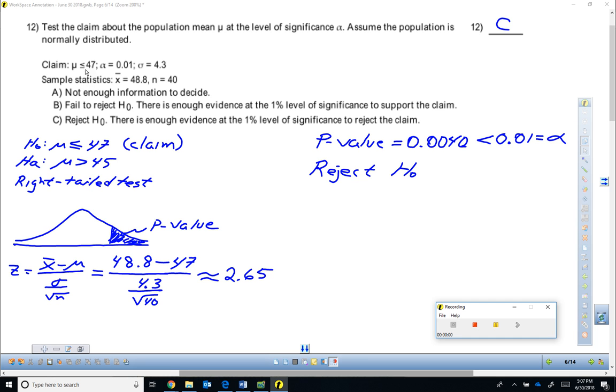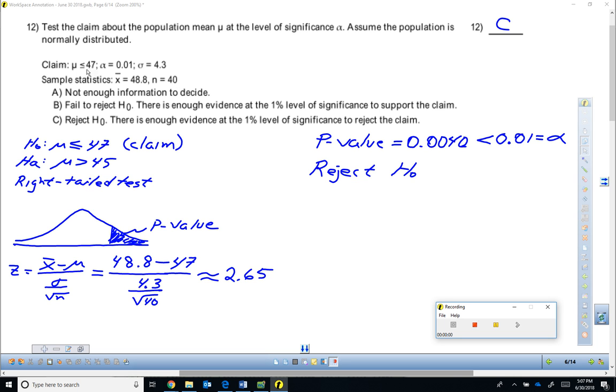We are asked to test the claim about the mean of the population, which is less than or equal to 47, at the alpha equals 0.01, that is 1%. The standard deviation of the population is known, and that is 4.3. The mean of the sample is 48.8, and the sample size is 40.